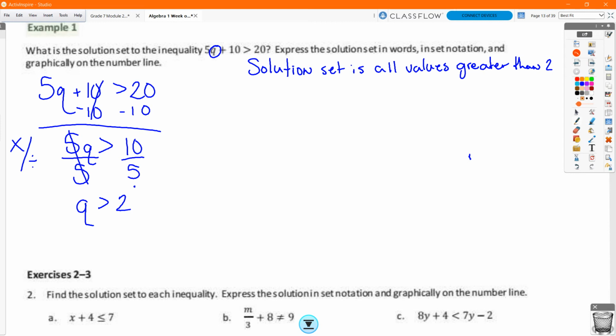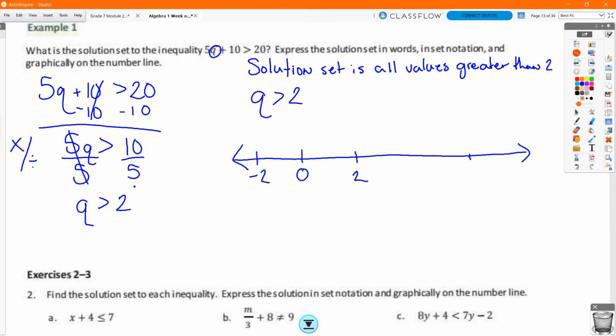In set notation, you're looking for all values of Q that are greater than 2. And on a number line, all values that are greater than 2. So we're going to start down here. Here's 0. Here's a negative 2. Here's 2. Here's 4. Here's 6.